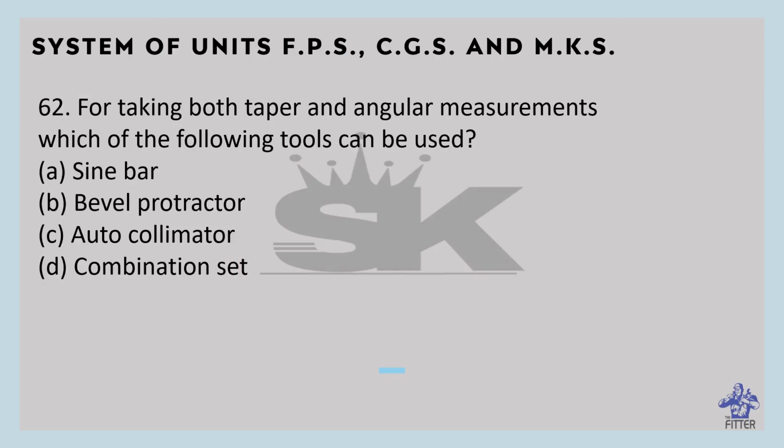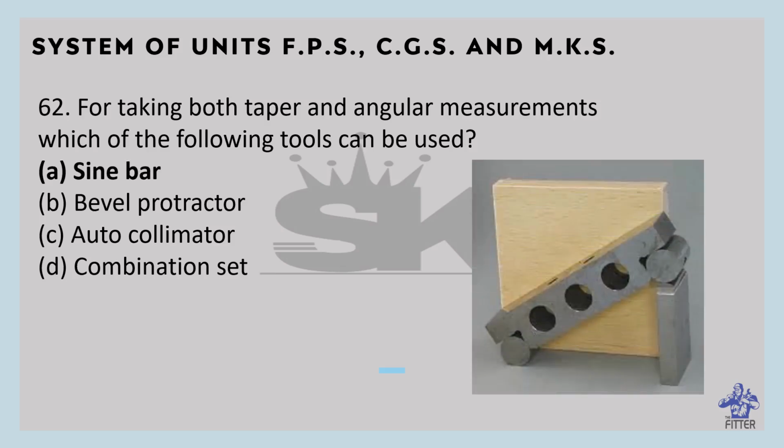For taking both taper and angular measurements, which of the following tools can be used? That is sine bar. You can see in the image, sine bar is used in conjunction with slip gauge blocks for precise angular measurement. Wheel protractor and autocollimator are also used for angular measurements. And combination set has three main parts: center head, protractor head, and square head.